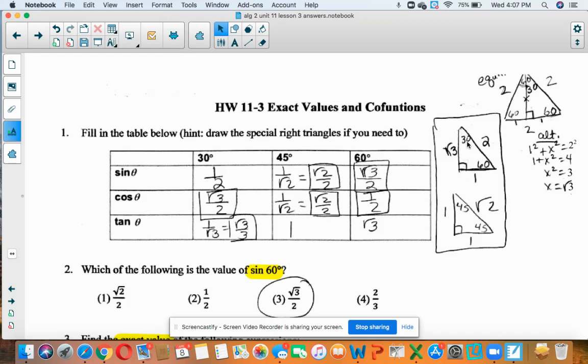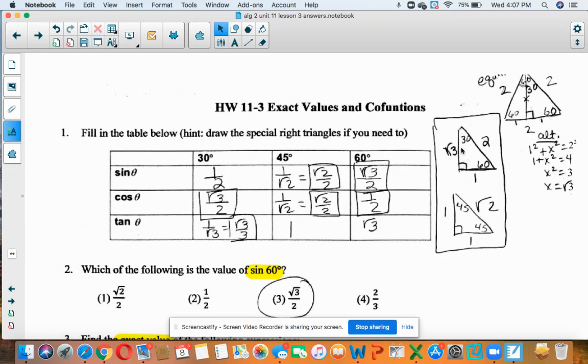Cosine of 30, so now cosine is adjacent over hypotenuse, radical 3 over 2. Cosine of 45 is adjacent over hypotenuse, 1 over radical 2, but again, I have to rationalize that denominator, and that becomes radical 2 over 2. And then cosine of 60 is adjacent over hypotenuse, 1/2.